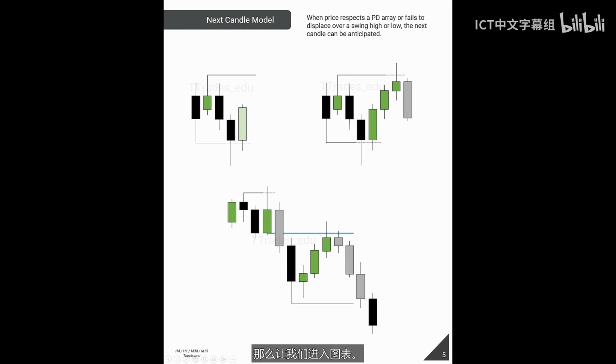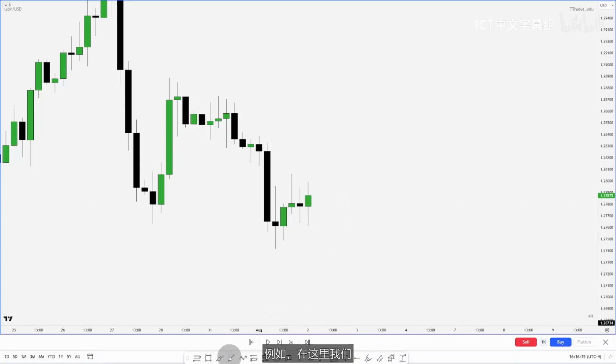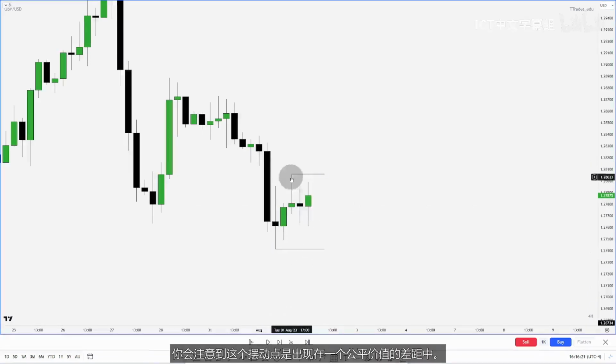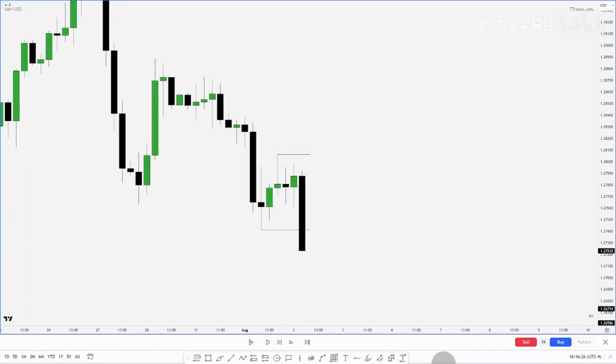So let's get into the charts. Let's take a look at how we can use swing points as well as just using our previous candle's high and low and putting it all together. So for example here, we have a swing point resting here and here. If you notice this one came out of a fair value gap, we're likely to reach for this low. So let's see what happens.